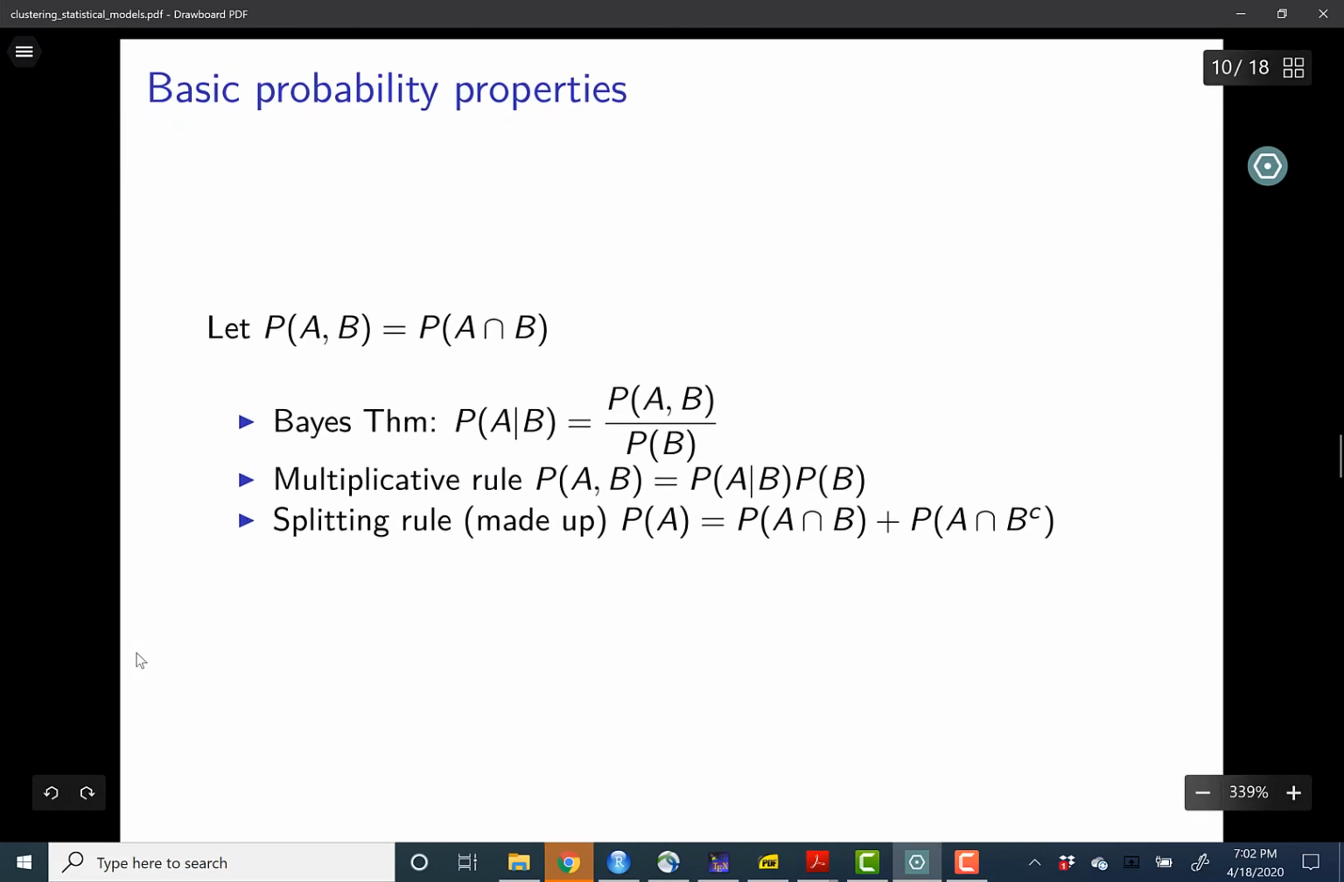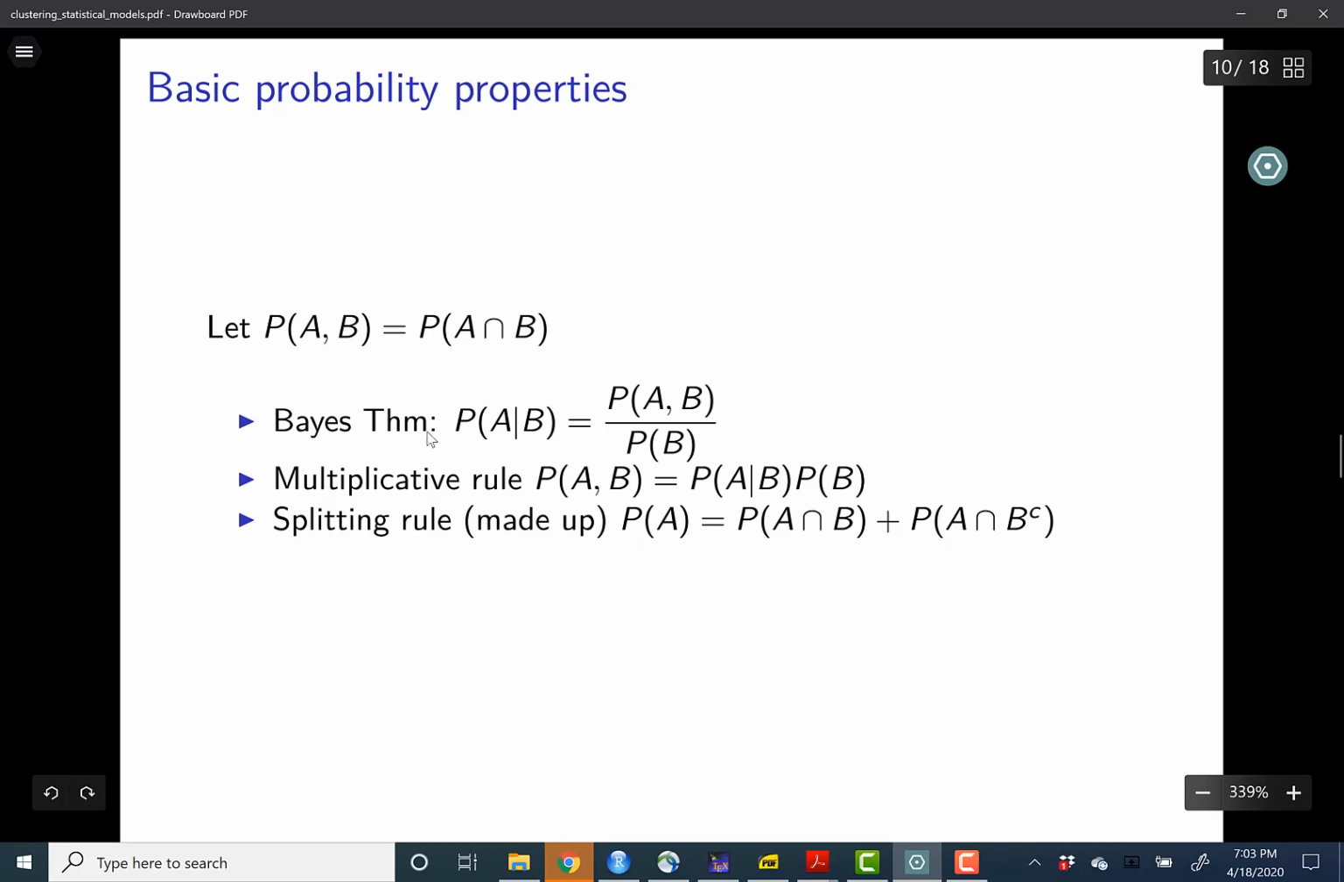Okay, so before we get into the details, just a little basic review of some probability stuff. Probability of A comma B is basically probability of A intersection B. So instead of intersection, you use comma. It just means the same thing.